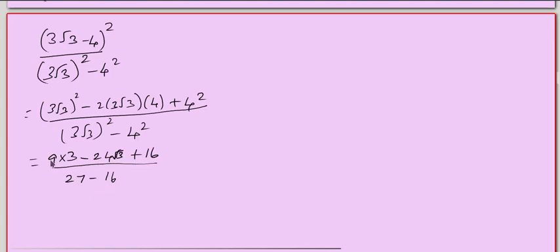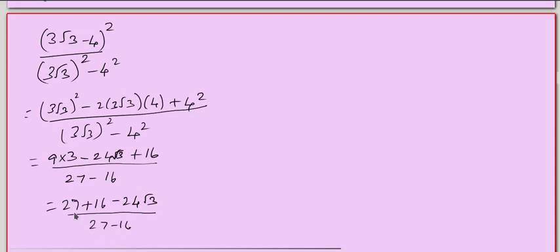Okay, so what we have? 9 3s are 27. Here we have 27 plus 16 minus 24 root 3, because only this is having root 3. So these two are whole numbers, we can add. And the denominator also we can subtract.